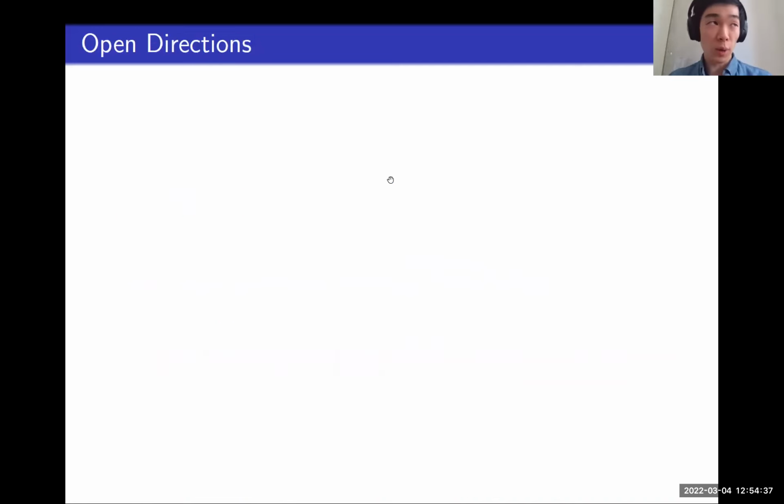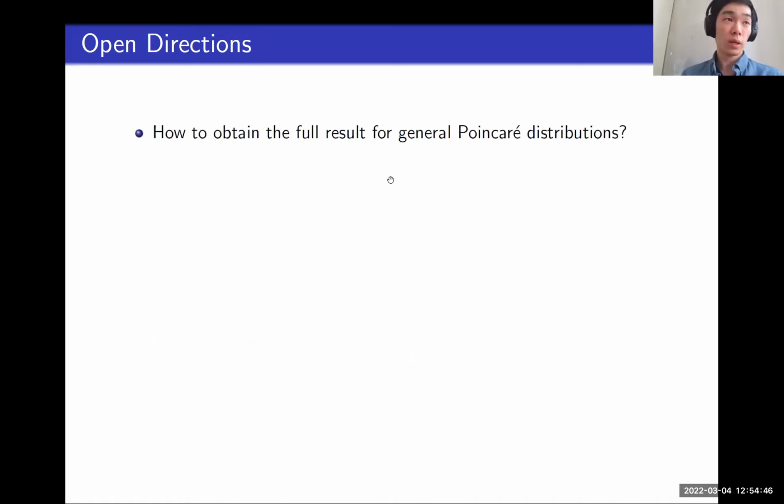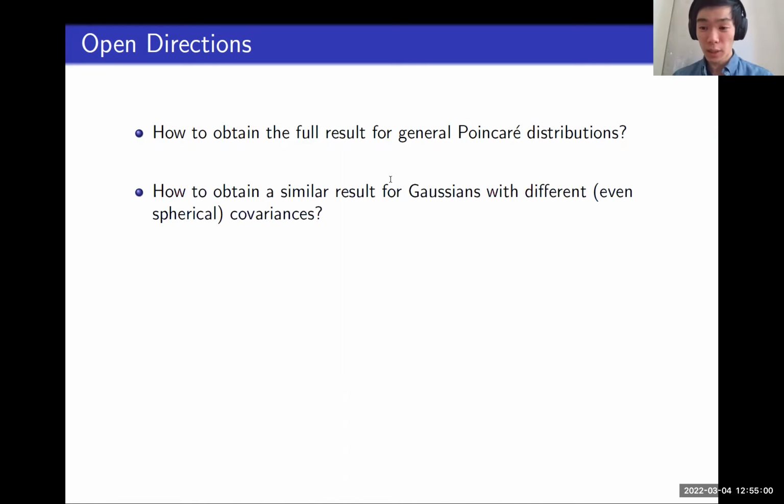Okay, so to summarize, I'll conclude with a few open questions for further work. Again, I just mentioned this additional condition for general Poincare distributions. So a natural thing to try is to find some way to remove this condition. And then there are also other generalizations. For instance, right now we're working with identity covariance Gaussians, but what if they have different covariances, even just different multiples of identity?